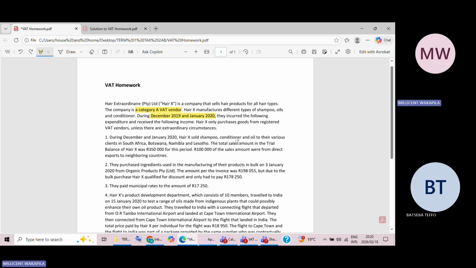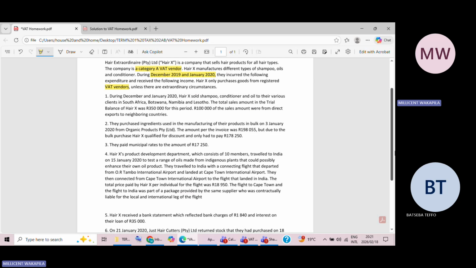So HairX only purchases goods from registered VAT vendors, meaning to say they are able to charge and claim VAT since they only purchase goods from registered VAT vendors, unless there are extraordinary circumstances. And honestly, if there are any extraordinary circumstances, they would let you know, right?